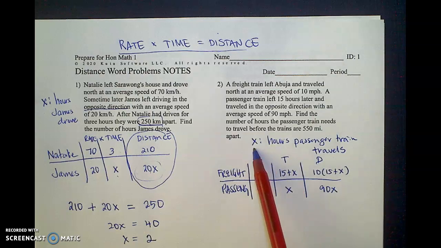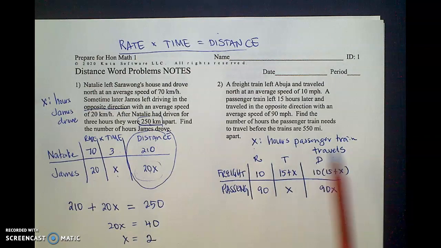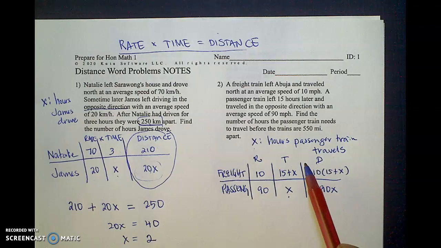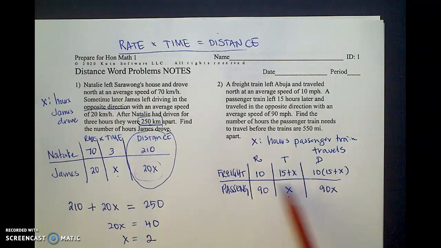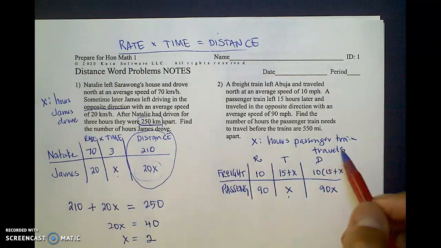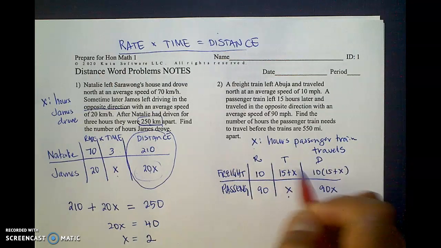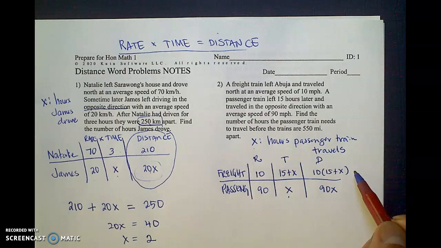Again, x is going to represent the number of hours that the passenger train travels, so we're going to look at the x. Now, what could be different from my table than what you have is that I have the time for the freight train be 15 plus x. We know why that should be 15 plus x. Because the most common mistake here is that a student's going to put 15.